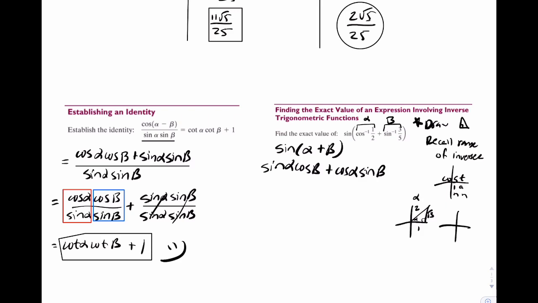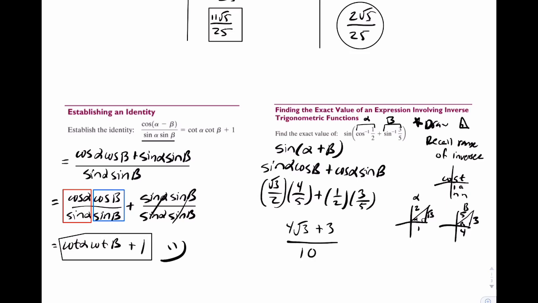And then your beta triangle, the opposite is 3. The hypotenuse is 5, so that's just a 3, 4, 5 triangle. Now just figure it out. Sine alpha, that is root 3 over 2. Cosine beta, that is 4 over 5. Plus cosine alpha, that is 1 over 2. Sine beta, that is 3 over 5. Put it together, 4 root 3 plus 3, all divided by 10. There it is.